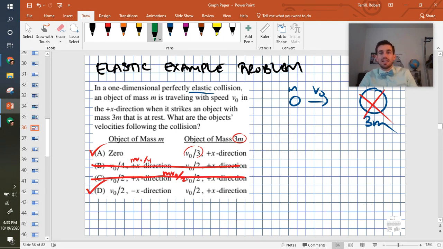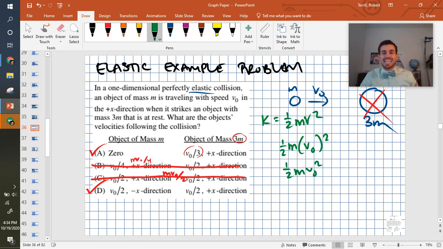So now let's look at kinetic energy. The initial kinetic energy, remember that kinetic energy is 1/2 mv squared, and in this problem that would be 1/2 m times v naught squared, or 1/2 m v naught squared. That means we have to have the same amount of energy at the beginning as we do at the end.